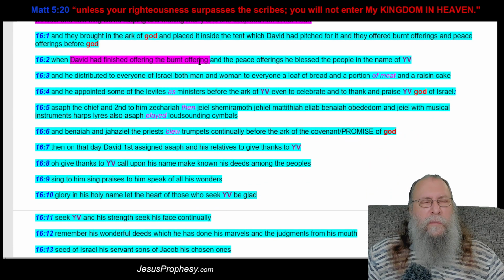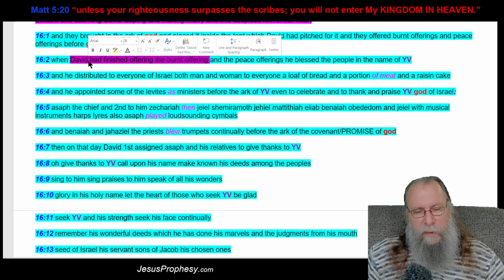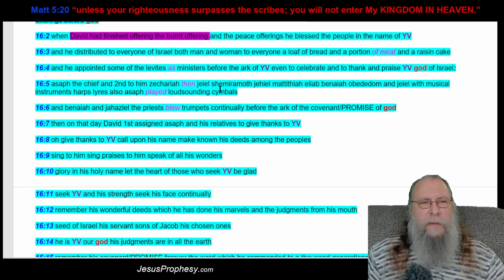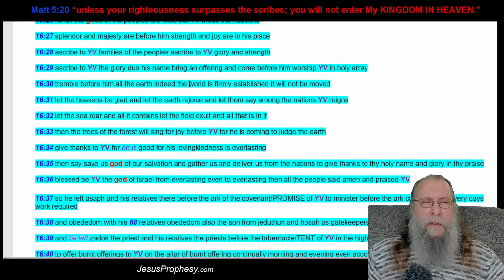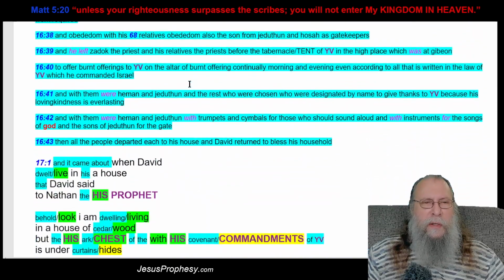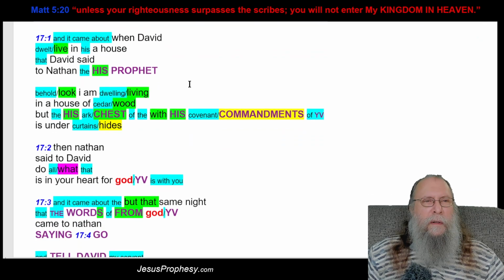David finished offering a burnt offering. David cannot offer anything on the altar. That's the priests, which is why they were anointed. They're the only ones that can go into the courtyard. Dwelt, to live.